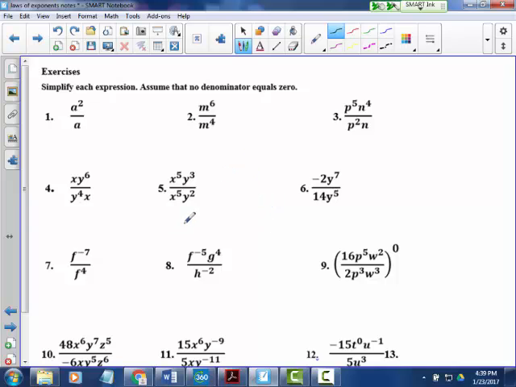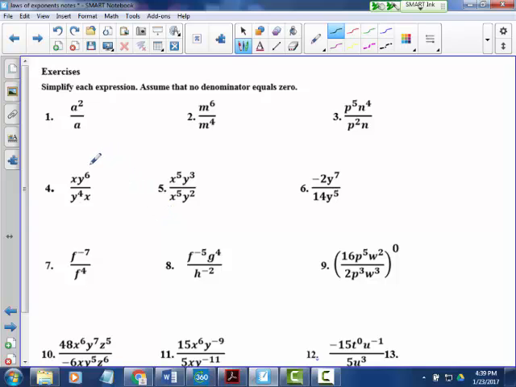Okay, so you're back. Now, the second property we looked at was for division. And with division, if you remember, we subtract the exponents. So we look at all our letters, and for this one, we only have A. Here we only have M. Over here we have P and N, Y, X and Y. So there's a variety of things going on.